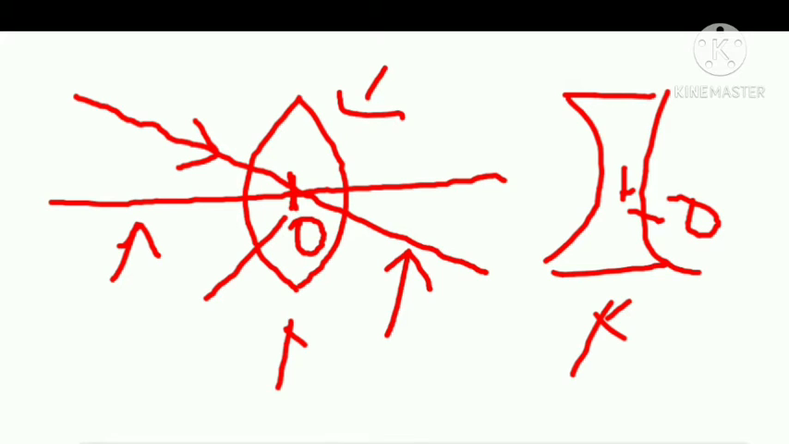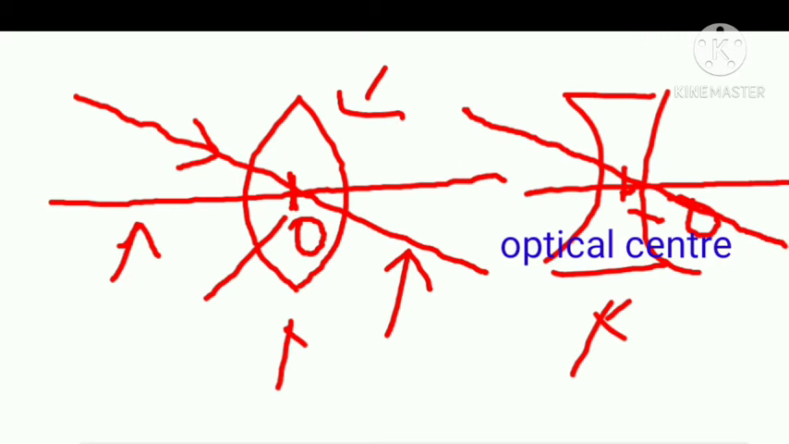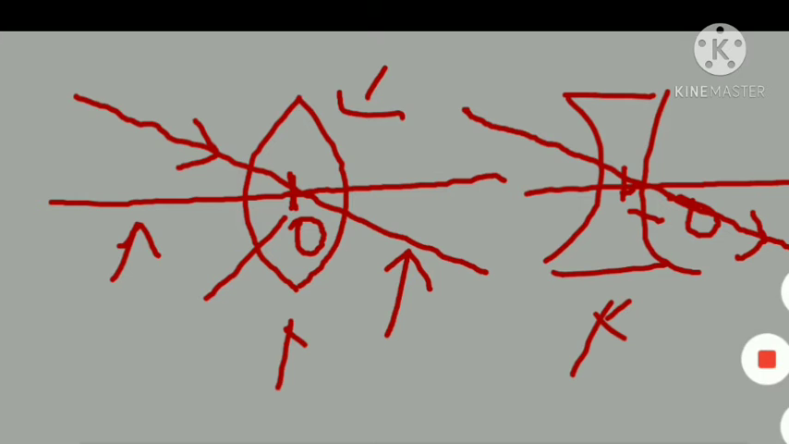Similar is the case of concave lens. When a ray of light passes through concave lens, then there is no kind of deviation.